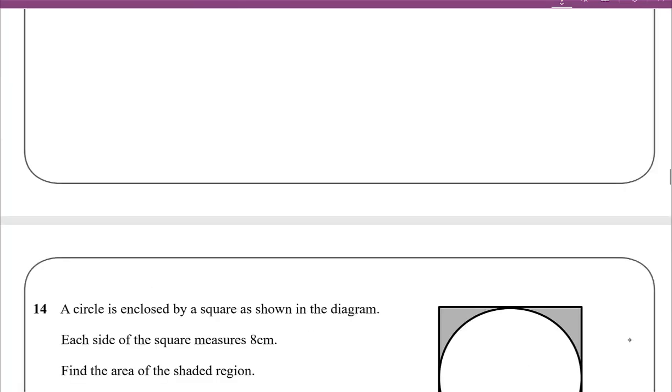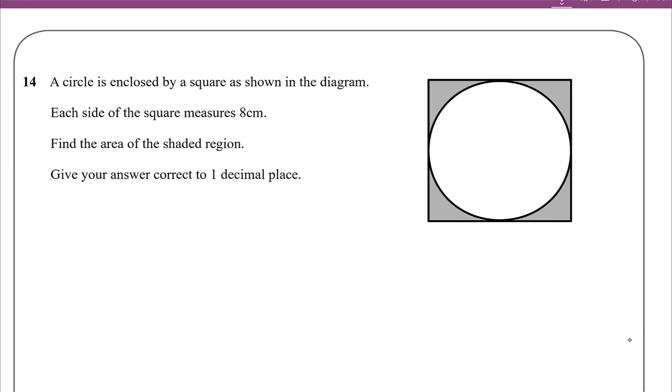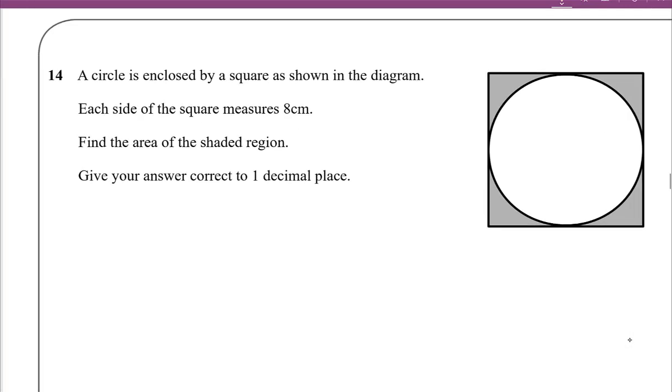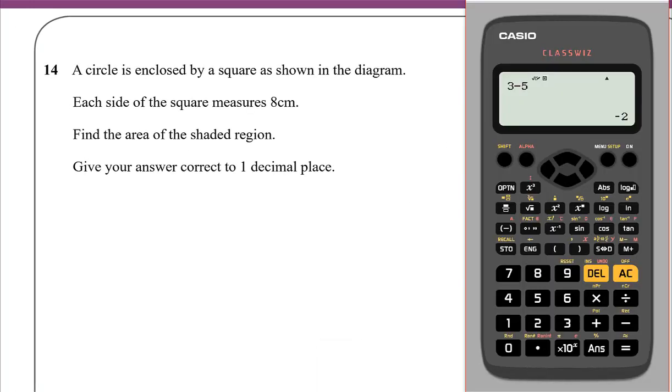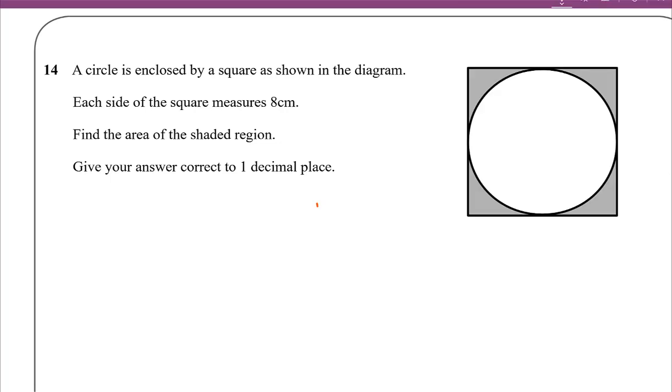Next question, number 14, and it's worth 3 marks. So a circle is enclosed by a square as shown in the diagram. Each side of the square measures 8 centimeters. So let's write down the measurements and it's easier to see. So each side of the square is 8 centimeters. Find the area of the shaded region. Give your answer correct to one decimal place. Now because each side is 8 centimeters, that means this length here is 8 centimeters as well.